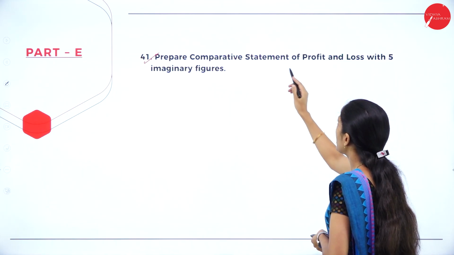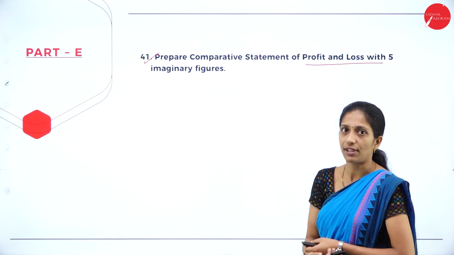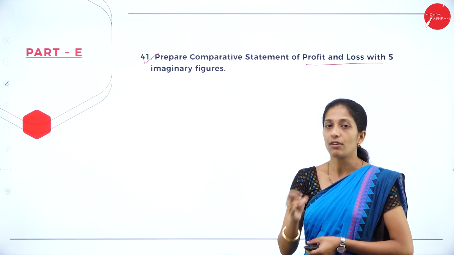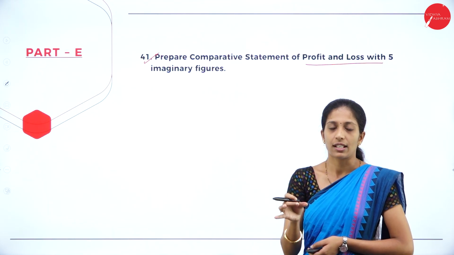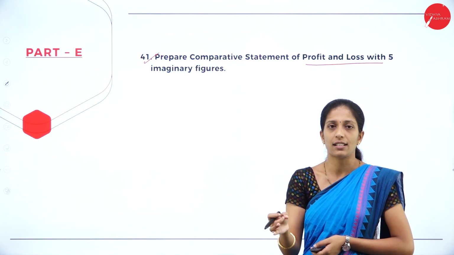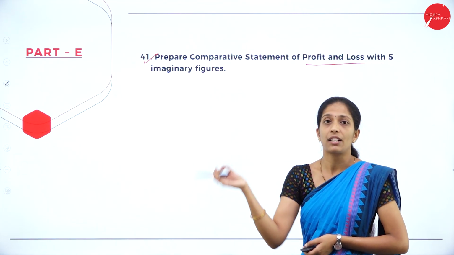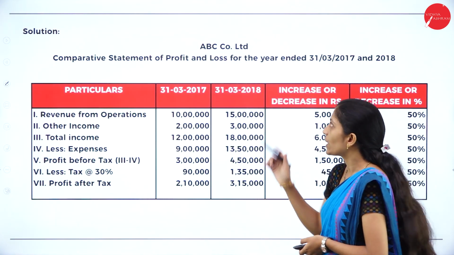Prepare comparative balance sheet, comparative statement of profit and loss with 5 imaginary figures. So here we have to prepare comparative profit and loss account with 5 imaginary figures. So you know all the main heads, correct? Revenue from operations, other income. So you can write everything with your imaginary figures. Along with that, you have to calculate and write. So how you can answer this question?